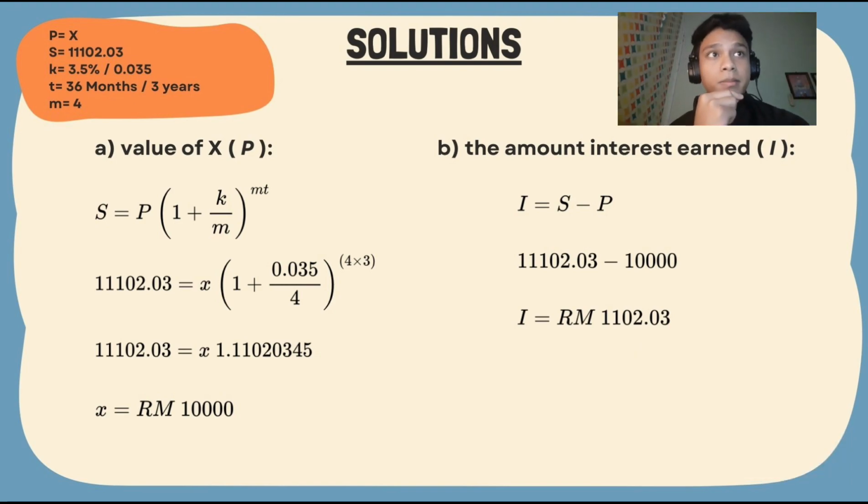B. Calculate the amount of interest earned. We're going to use this formula: I equals S minus P. So we replace all the words within this formula with the information we have extracted. That would be RM11,103.03 minus 10k, the P we got earlier. So the interest earned is RM1,103.03.